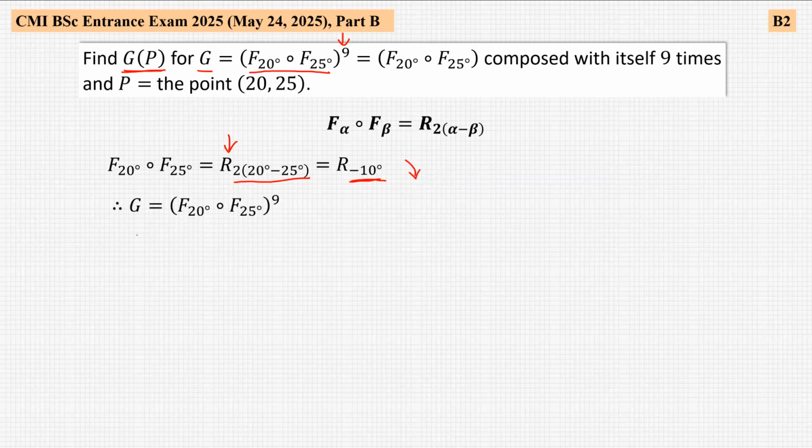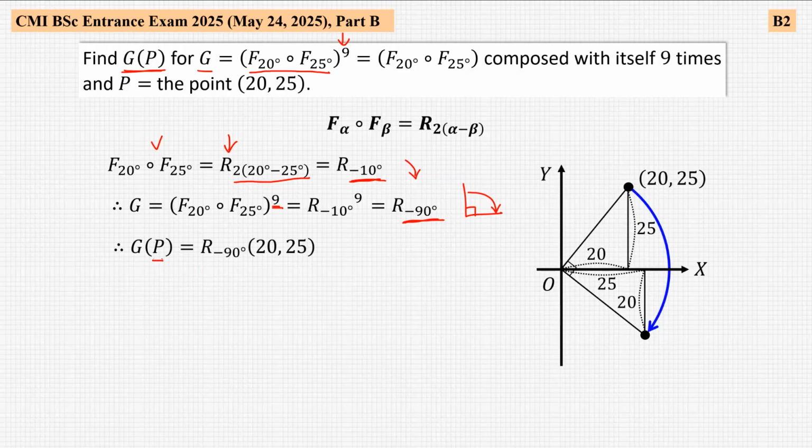Therefore, function g, which is this 9 times, is just rotation by negative 10 degrees 9 times, and rotating negative 10 degrees 9 times is just equal to rotation by negative 90 degrees. So function g is just a simple clockwise 90-degree rotation. Applying this to our given point P, that is (20, 25), we have to rotate this point 90 degrees clockwise, which is very simple and can even be found by simple geometry, which gives the final point (25, negative 20).